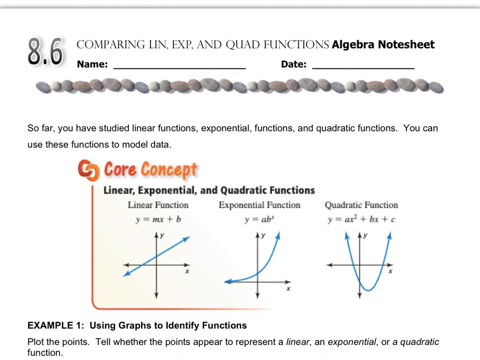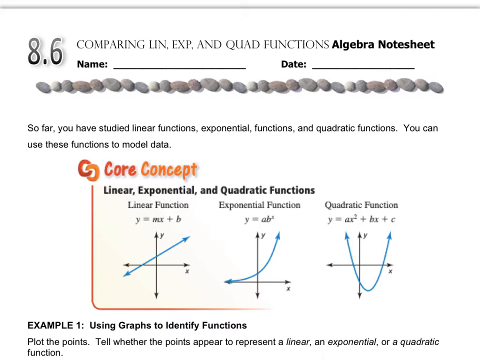For our last lesson in this chapter, we're going to look at all the different types of graphs that we've talked about so far this year. In one chapter, we learned about linears. That's when we make a line. In another chapter, we learned about exponentials. That was the curve. And then in this chapter, we had our parabola, which was quadratic.